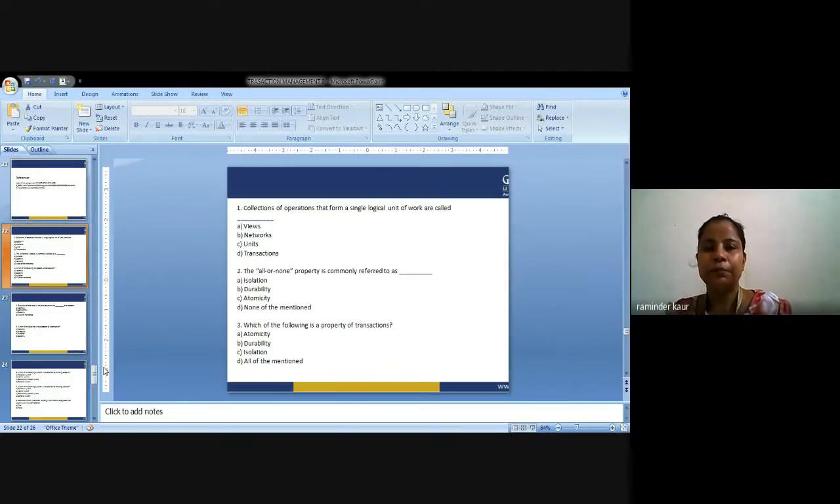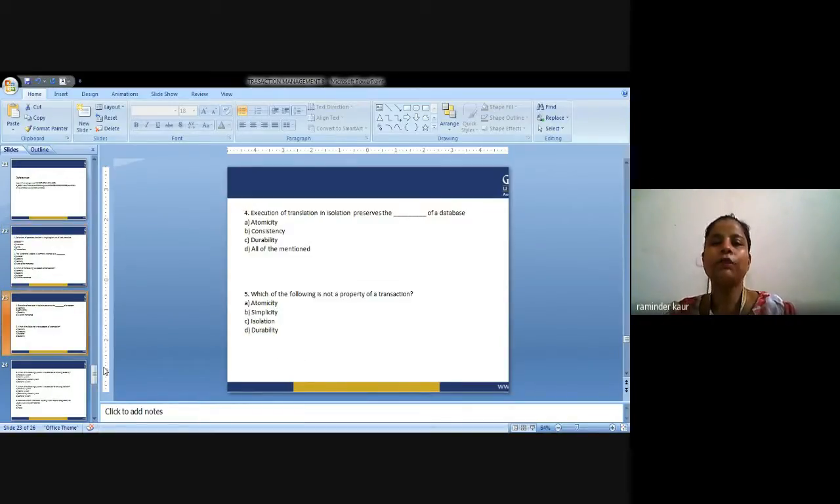Next are the MCQs that are associated with today's lecture. First one: a collection of operations that form a single logical unit of work is called views, networks, units, or transactions. You are supposed to tick any one answer. Next: the all or none property is commonly referred to as isolation, durability, atomicity, or none. Next: which of the following is the property of the transactions? Atomicity, durability, isolation, all of the mentioned.